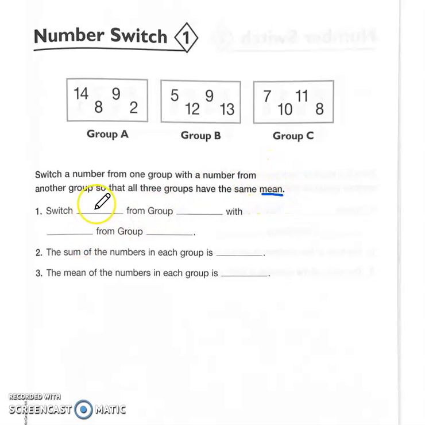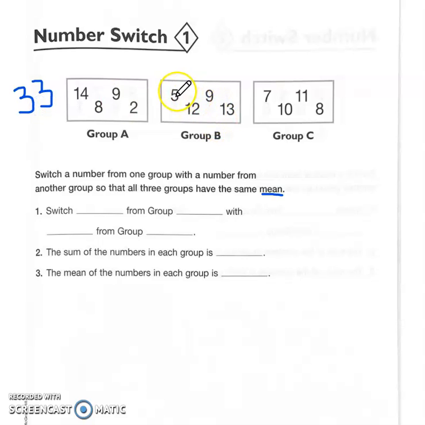So the first thing we want to do, thinking about switching those numbers, is figure out the sum of each group. Since each one of these groups has 4 numbers in it, we're going to be dividing each by 4. As long as we get the sum to be the same in each group, the mean will then also be the same. Okay? So if you find the sum for each one of these groups, like let's say this one, 14 plus 8, that would be 22, plus 9 more would be 31, 31 plus 2. So my sum for group A is 33.